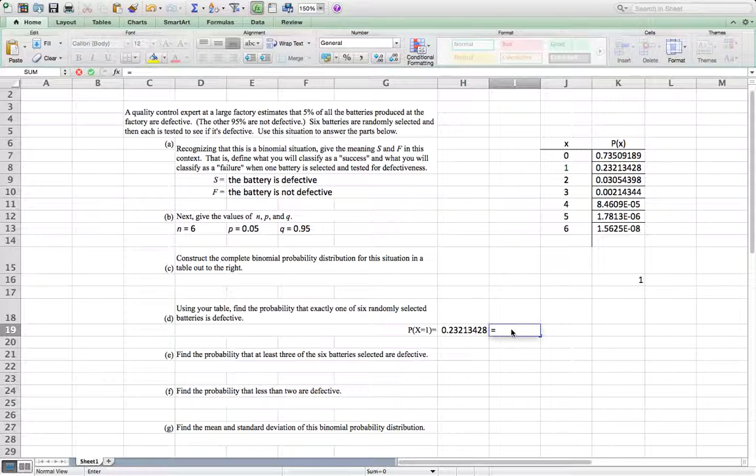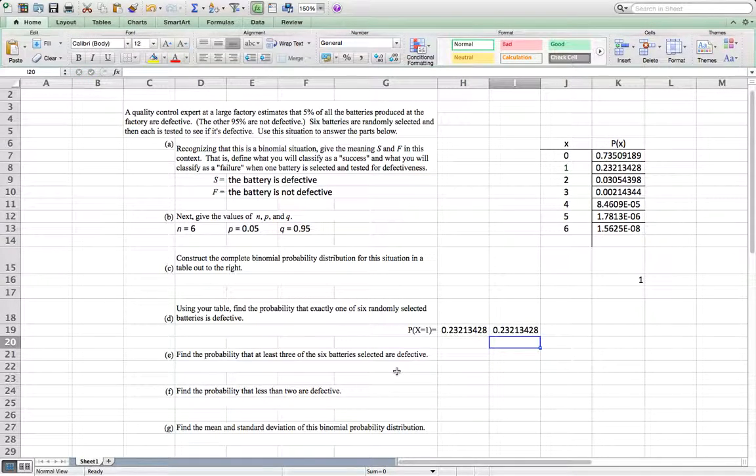Or you can recalculate it if you wish, using the binomial distribution. This time your number of successes is 1, the number of trials is 6, the probability of success is 0.05, and the cumulative is false. For false, you can type 0 here, so you get the same number.